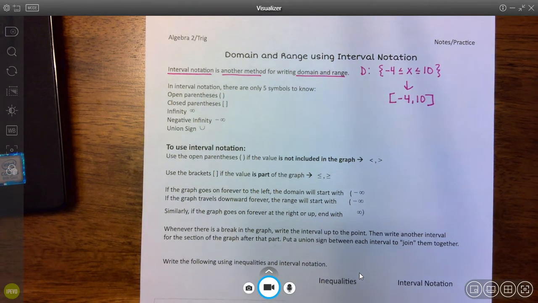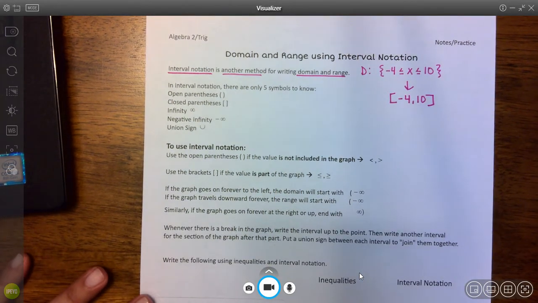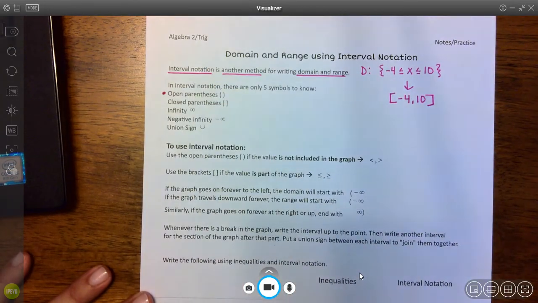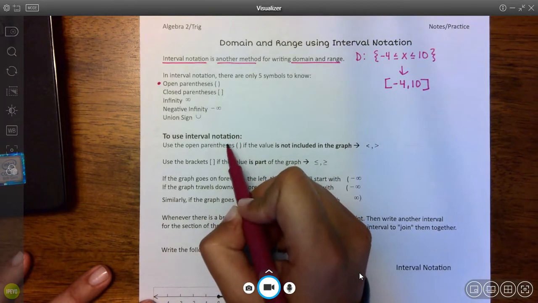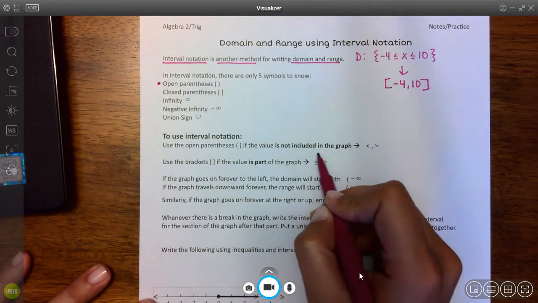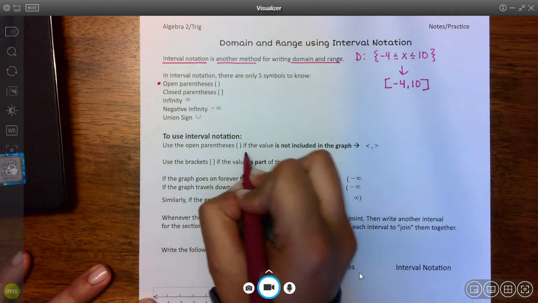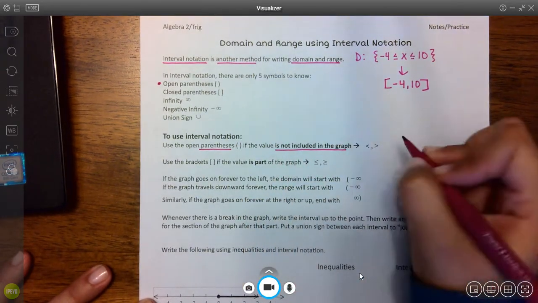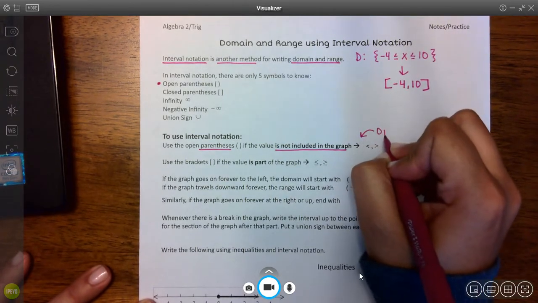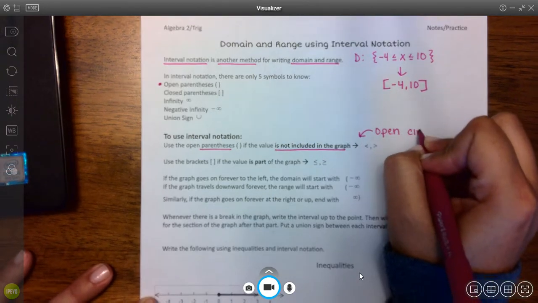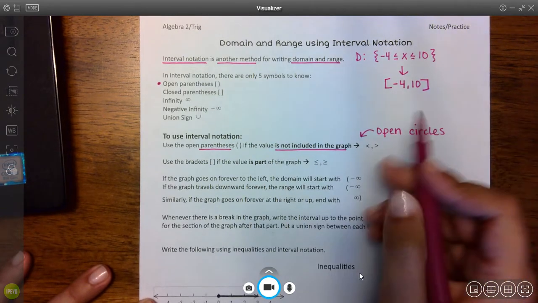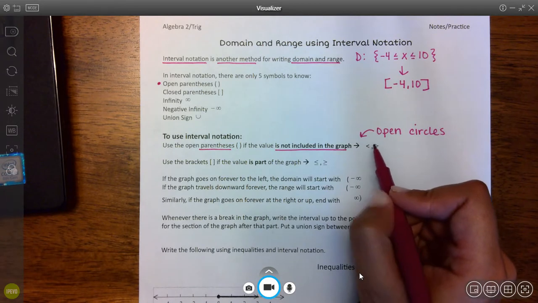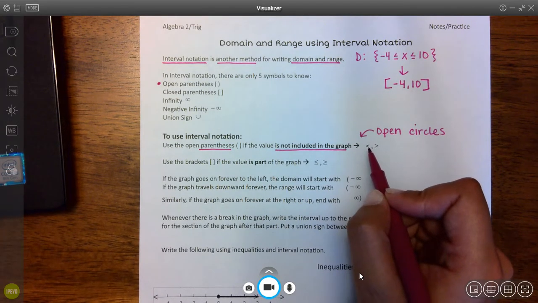In interval notation, there are 5 symbols that we need to know. We have to understand that we use open parentheses, okay? Now, if we take a look down here, it tells us that we use open parentheses when the value is not included in the graph. So if we're referring to a graph or a picture, this is an example of when we would refer to some open circles. The x or y values could approach that number, but it could never actually land there. So it is not plotting a closed circle.